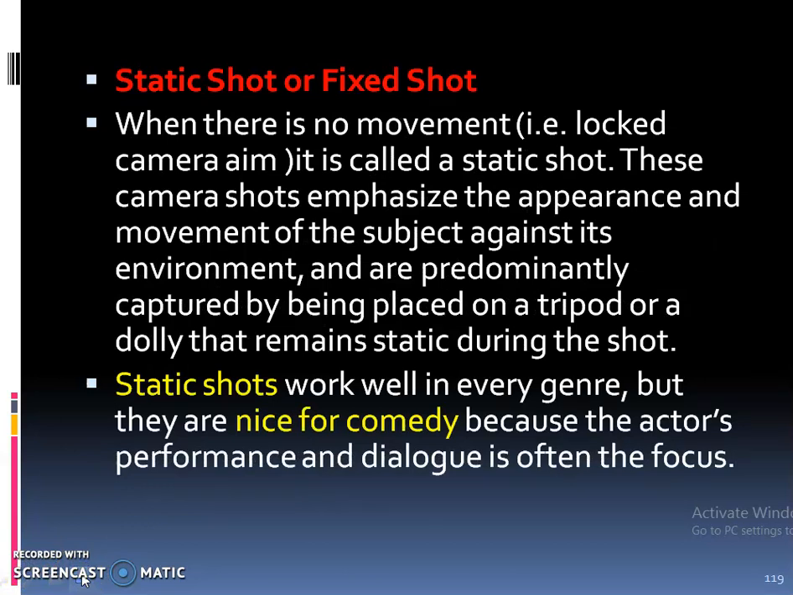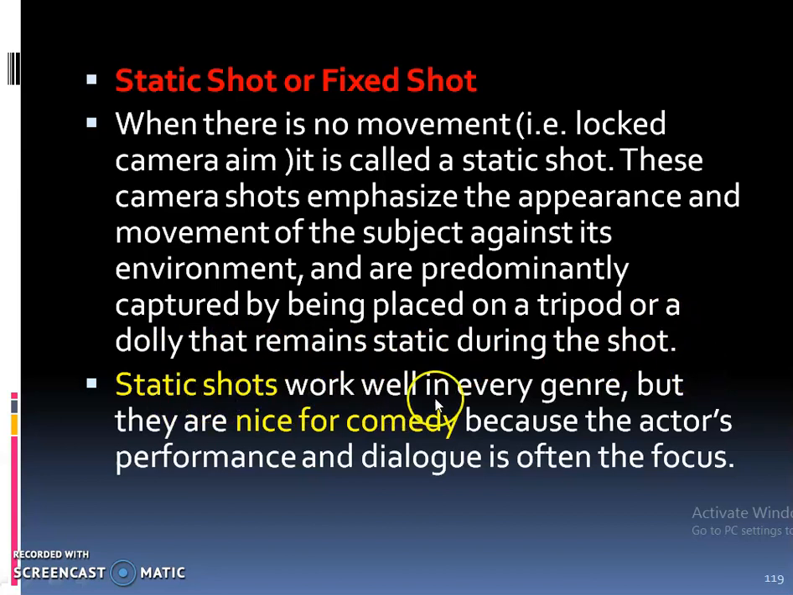And these are the different types of camera movements, starting with a static shot or fixed shot. When there is no movement, that is a locked camera aim, it is called a static shot. These camera shots emphasize the appearance and the movement of the subject against its environment and are predominantly captured by being placed on a tripod or a dolly that remains static during the shot.